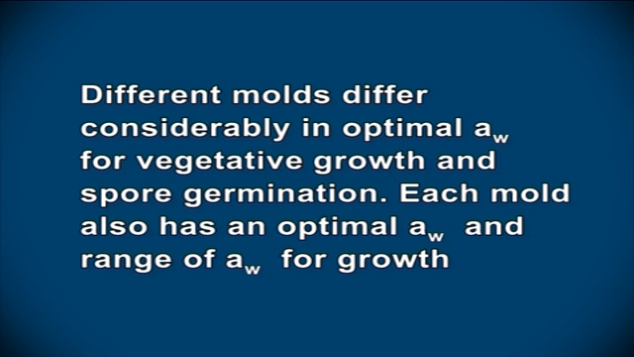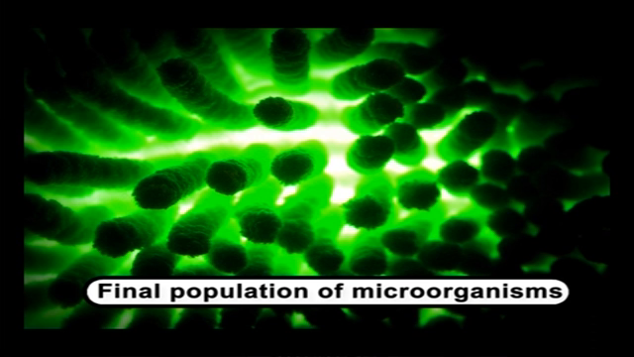Each mold also has an optimal AW and range of AW for growth. The effect of lowering AW below optimum is to increase the length of the lag phase of growth and to decrease the growth rate and size of final population of microorganisms. This is due to adverse influences of lowered water in all metabolic activities in microorganisms, since all chemical reactions in cell require an aqueous environment.